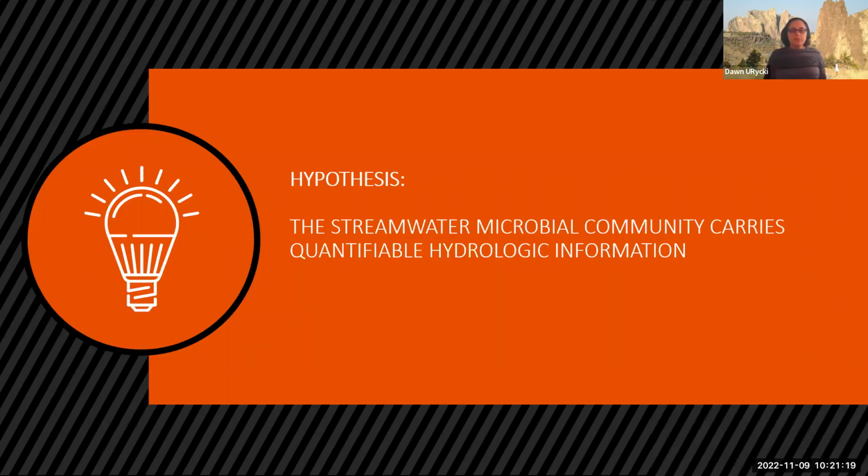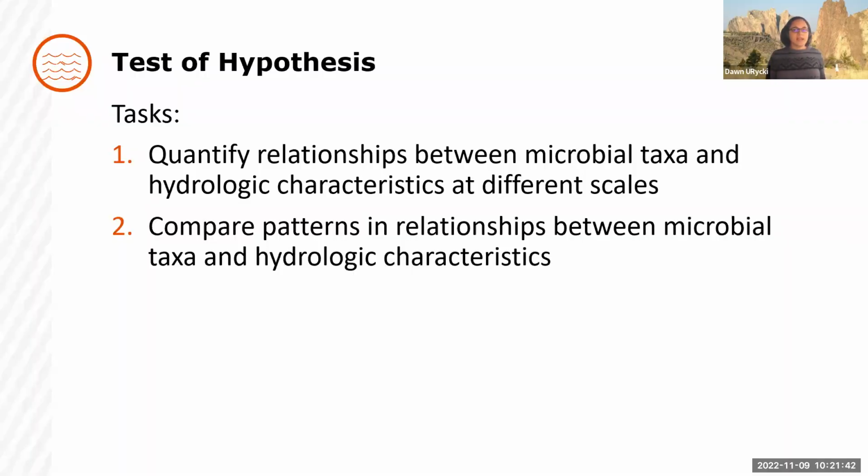So the hypothesis that we wanted to test for the current paper is that the streamwater microbial community carries quantifiable hydrologic information. We reasoned that if microbial community is shaped by these catchment characteristics that also shape hydrologic regime, then the streamwater microbial community would therefore encode hydrologic information about the catchment. To test this hypothesis, we had two main tasks: to quantify the relationships between microbial taxa and hydrologic characteristics at different scales, and then to compare patterns in the relationships between the microbial taxa and the hydrologic characteristics.